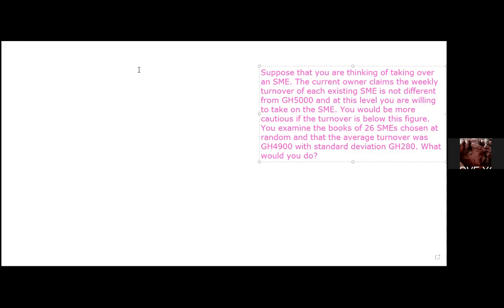If you were the one, what will you do? Will you take on that particular SME? They are claiming that the turnover is not different from 5,000. But when you examine, you got 4,900. And they are saying that you will be more cautious if it is below. It means that you will not take it. Will you take it or not? I want responses. Do you understand the question? No, please.